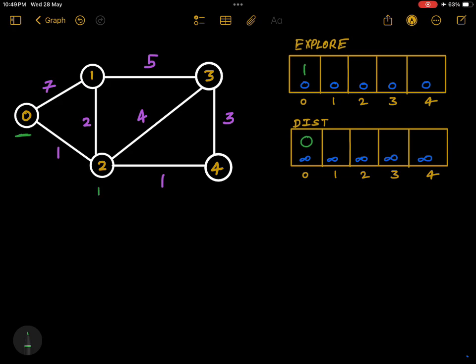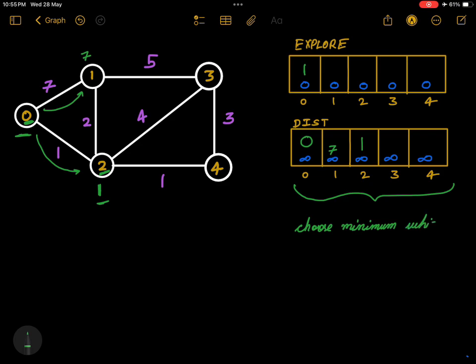Okay, and we will update their distances. So when we move to node number 2, we will update its distance to 1, and when we move to node number 1, we will update its distance to 7. Okay, now again in the distance vector we will choose the other node which is at minimum distance and is not explored, which is our node number 2. So now we will move to node number 2 and explore the other unexplored nodes.